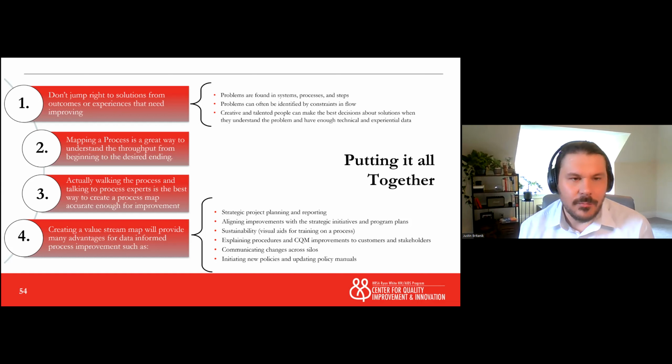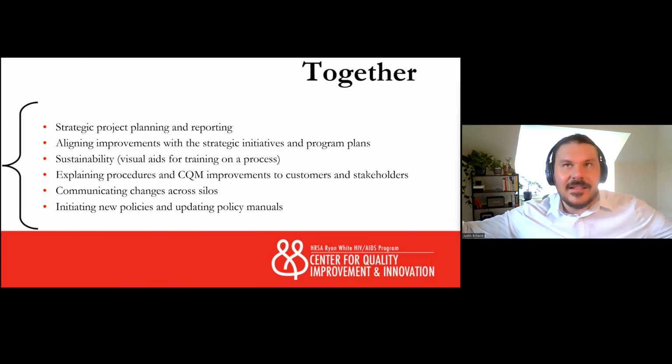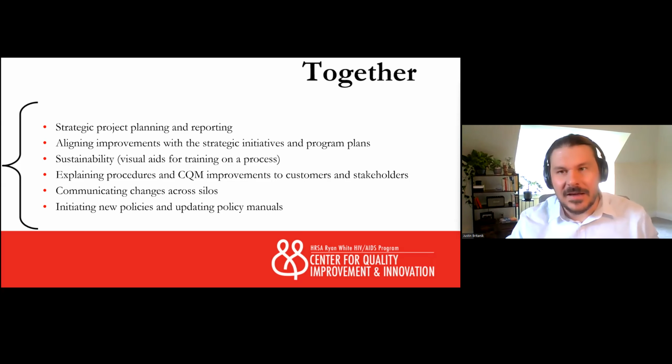And last but not least, creating a value stream map is going to provide some advantages for data-informed process improvement. We're going to be tying it into the strategic project planning and reporting. We're going to align improvements with strategic initiatives and program plans. We're going to have sustainability, visual aids for training on process. We're going to be able to communicate things because we can condense a big system like some value stream maps. Because we're able to put a lot in those process boxes and data boxes, we can distill down what would be overwhelming and complex swim lane maps or flowcharts into things that are a little bit easier to see.